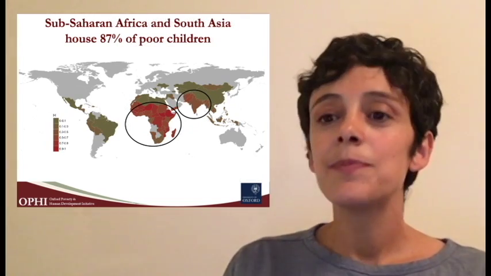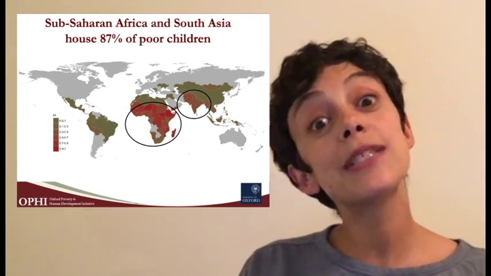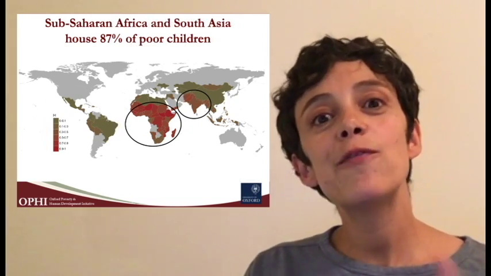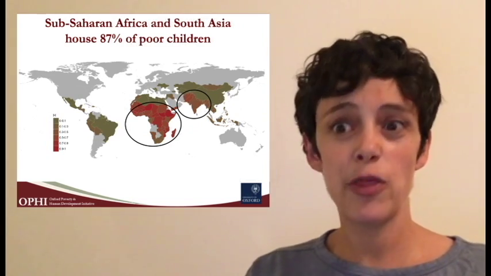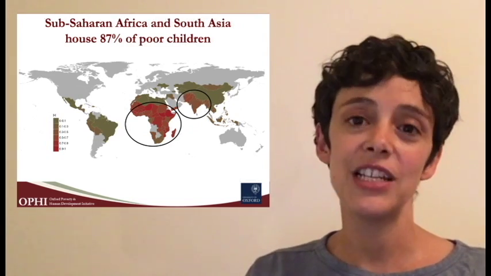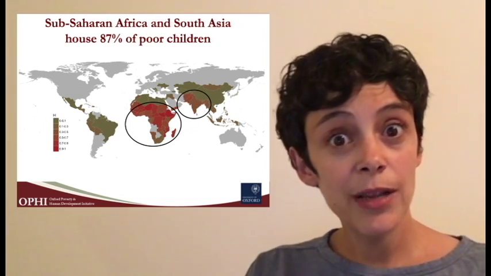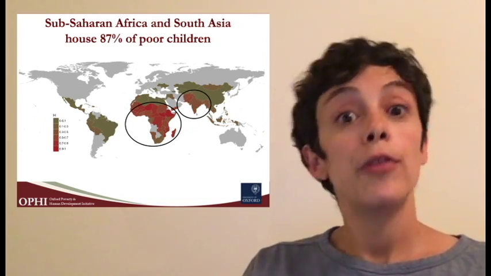In terms of countries, we also find that 52% of the MPI poor children live only in 4 countries that represent 38% of the children population. These countries are India, Nigeria, Pakistan, and Ethiopia.